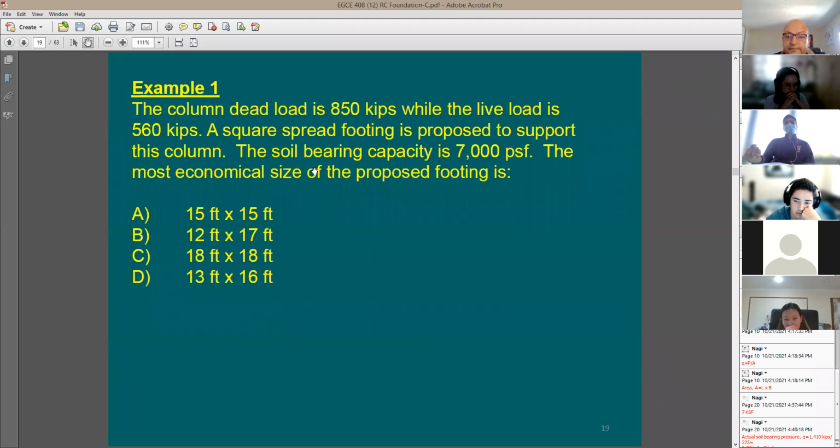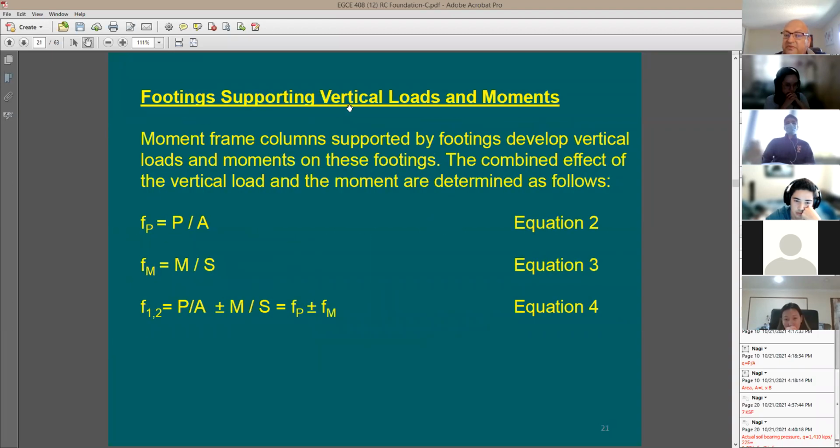Okay. How about when the footing supports vertical load and moment? Would I have the same equation? I'm going to say no. I'm not going to have the same equation because I'm going to have an axial load and moment. What should I do about the moment? If I have an axial load, here's P, the axial load, and here's M, which is the moment applied on the footing.